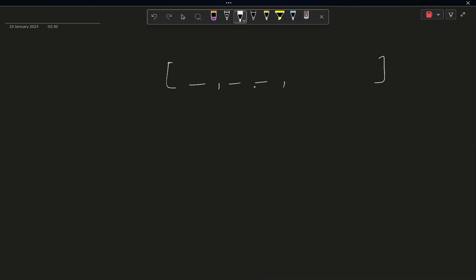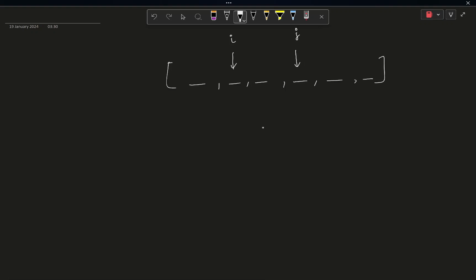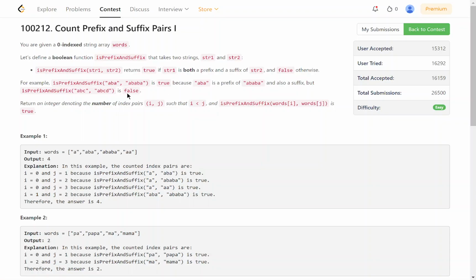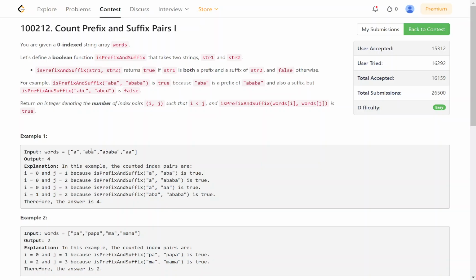We have an array of strings, and let's say you have this as a string and this as a string, with your i pointer here and j pointer here. You can easily determine whether it will return true or false by just checking if this string comes as a prefix and suffix in the other string or not. Let us take an example.